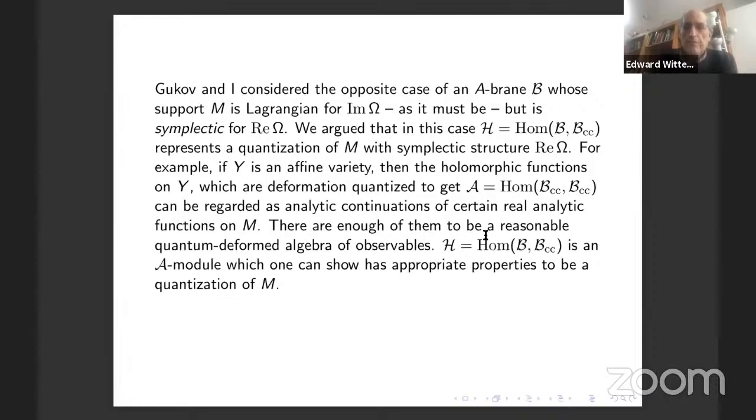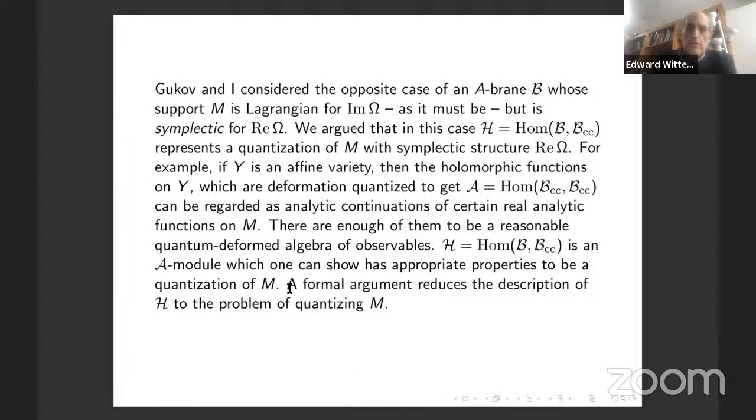So Hom from B to BCC is an A module that is a module for these real analytic functions on M, which one can show has appropriate properties to be a quantization of M. So a formal argument actually reduces the description of H to the problem of quantizing M.